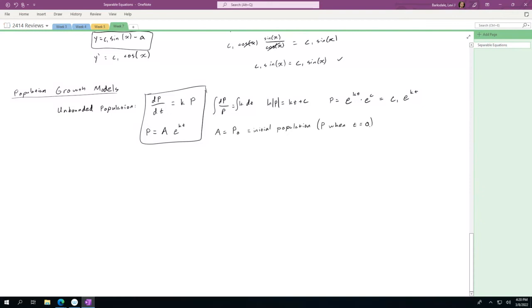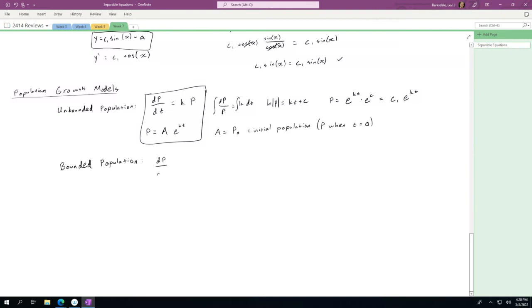Now, unbounded population growth is fairly simple. It's a pretty simple differential equation. You can solve it pretty easily in the general form. Bounded population is a little more difficult, but not that much more difficult. In this case, we say that population growth depends both on the size of the population and how close the population is to the maximum population.